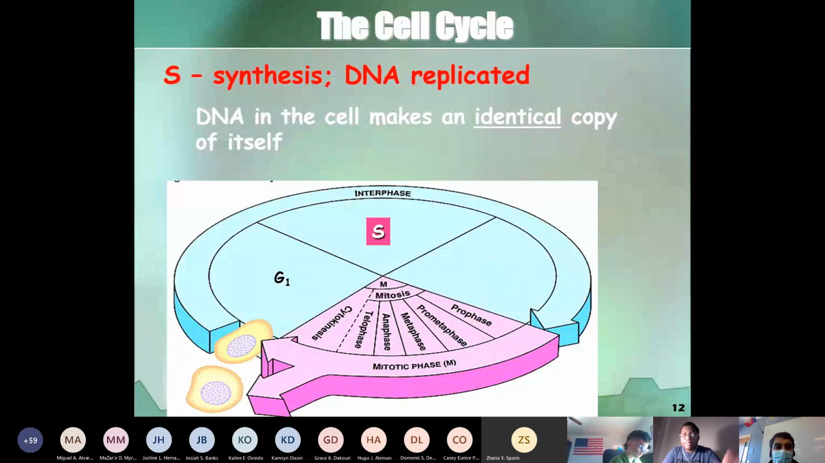Very good. So S is for synthesis, and synthesis is basically a fancy word for to make. So the DNA is replicated, right? So they're making more DNA. And again, it's making an identical copy of itself. That's how we pass that checkpoint. Everything is good. The DNA is good to go. We make more of it.